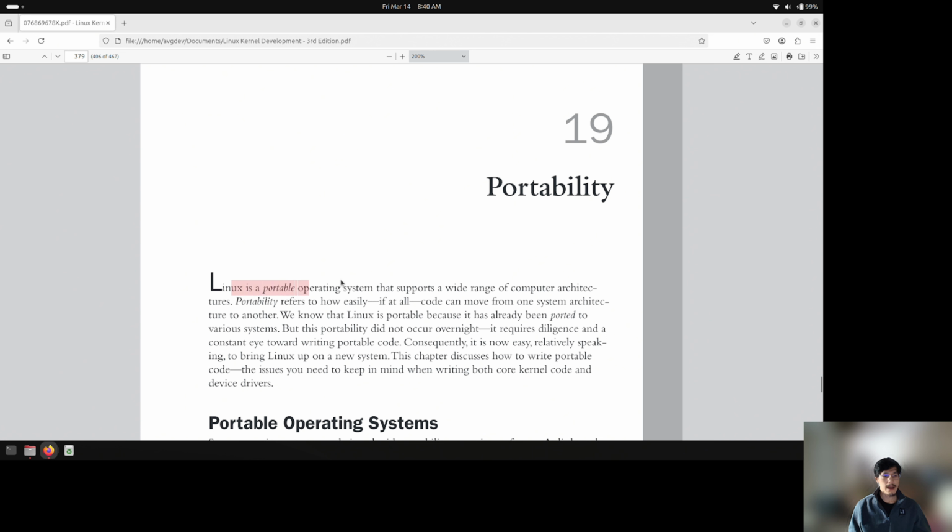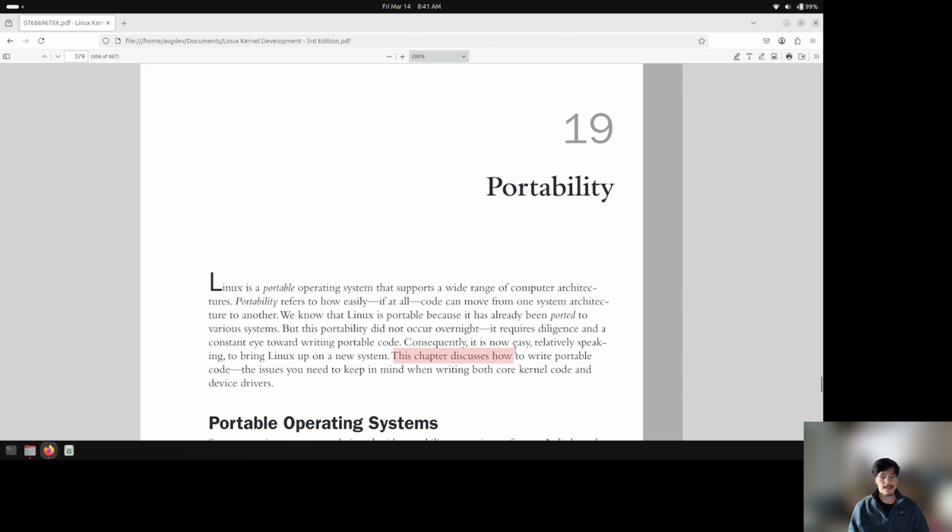Linux is a portable operating system that supports a wide range of computer architectures. Portability refers to how easily, if at all, code can move from one system architecture to another. We know that Linux is portable because it has already been ported to various systems, but this portability did not occur overnight. It requires diligence and a constant eye towards writing portable code. Consequently, it is now easy, relatively speaking, to bring Linux up on a new system.